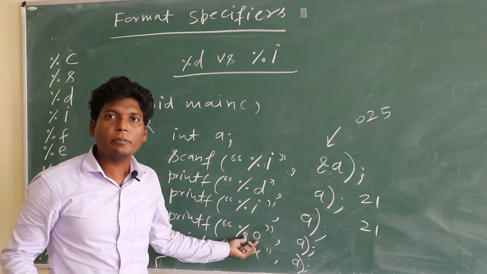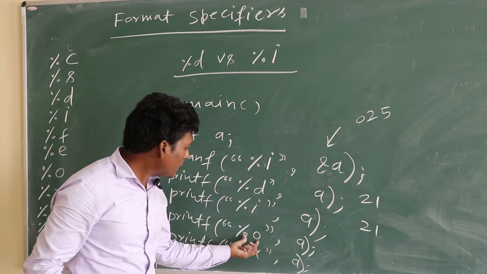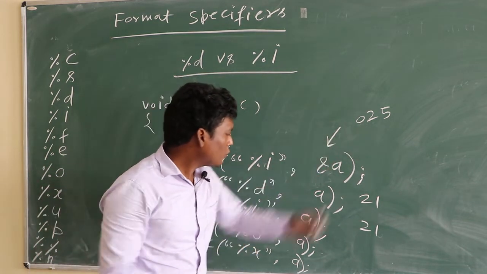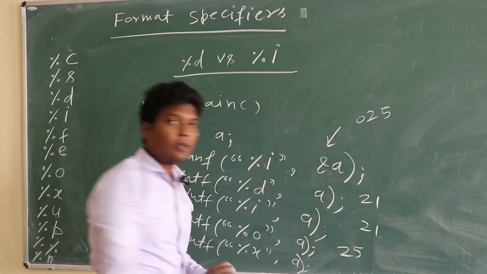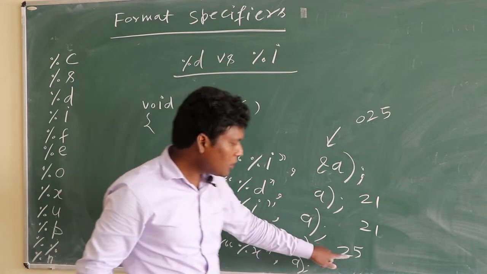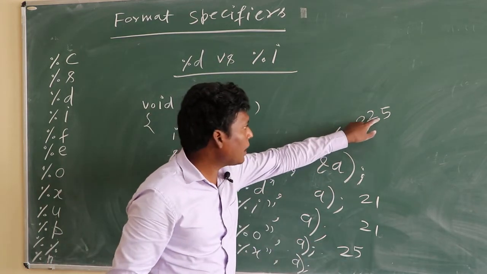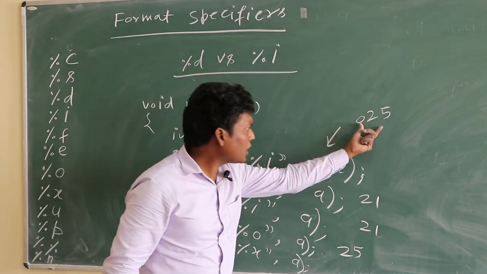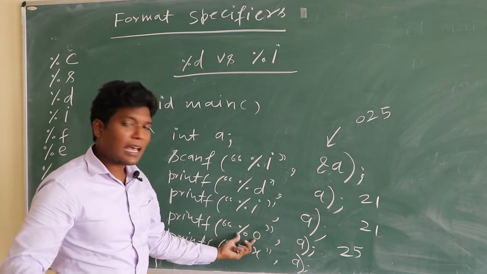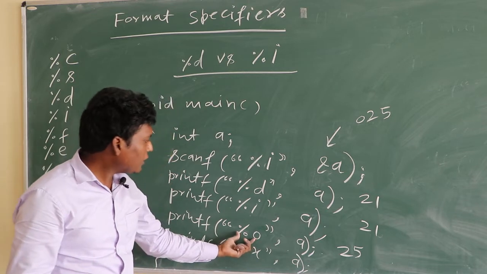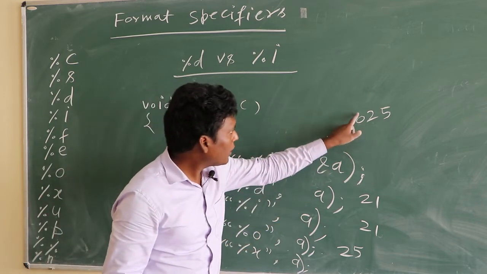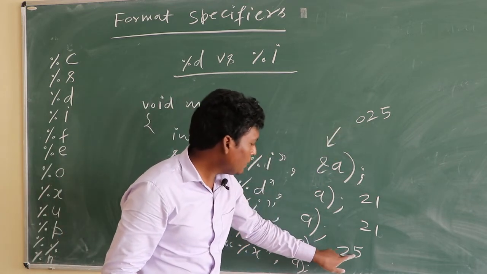%o prints the octal number. So this %o prints 25. It removes the 0 and prints 25. 25 is an octal number, 025 is an octal number. This octal number is printed as it is by %o. So %o prints this octal number removing the 0. So it prints 25.